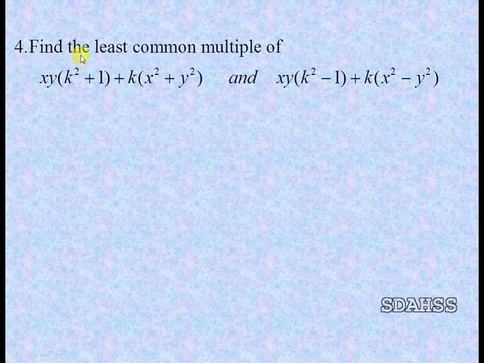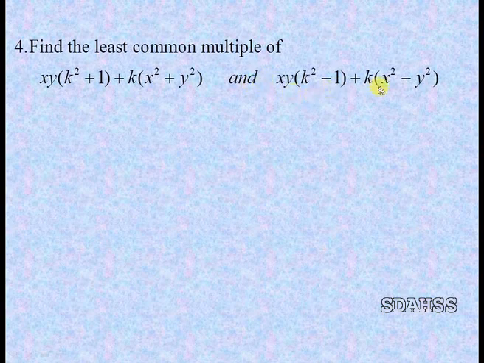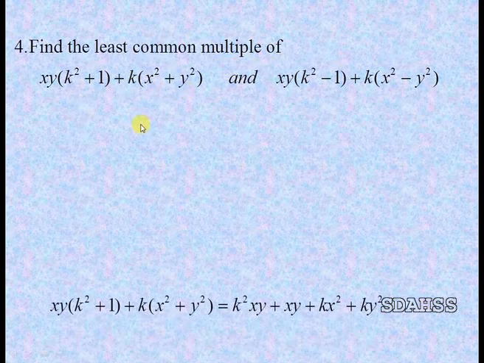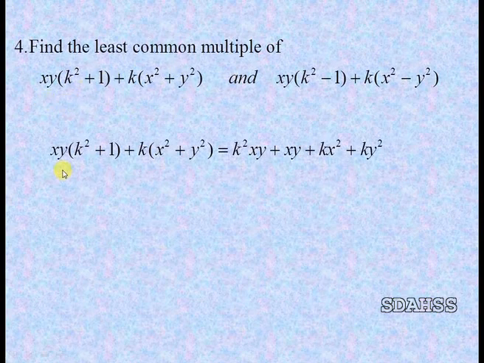Fourth sum. Find the least common multiple of xy into k square plus 1 plus k into x square plus y square, and xy into k square minus 1 plus k into x square minus y square. Find the least common multiple, which means find the LCM. First consider the first one: xy into k square plus 1 plus k into x square plus y square.